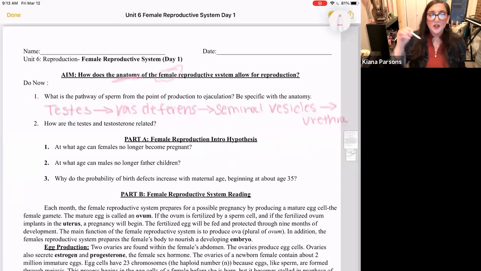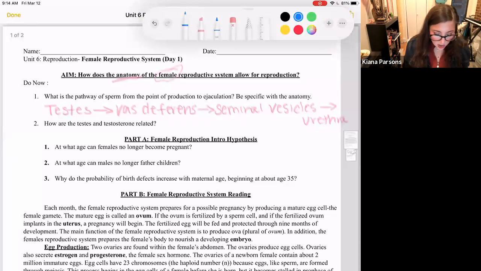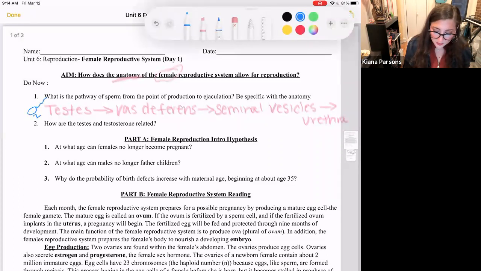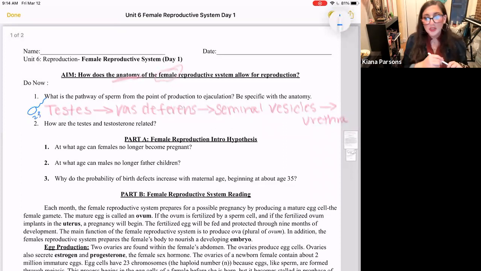Created in the testes, transported from the testes through to the vas deferens to make its way into the seminal vesicles, where it is mixed with the seminal fluid to become the semen or ejaculate that will be released from the urethra. And let's go ahead and draw a little sperm cell. And we remember that they're gametes, so they have 23 chromosomes, which is half the species number of humans, 46.